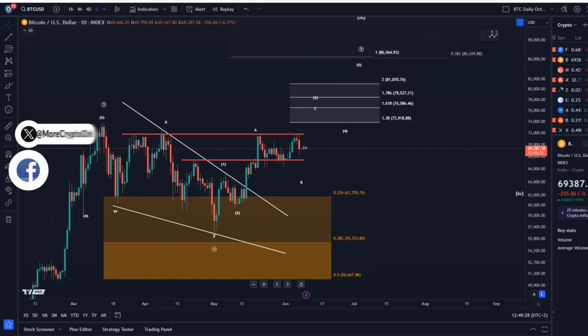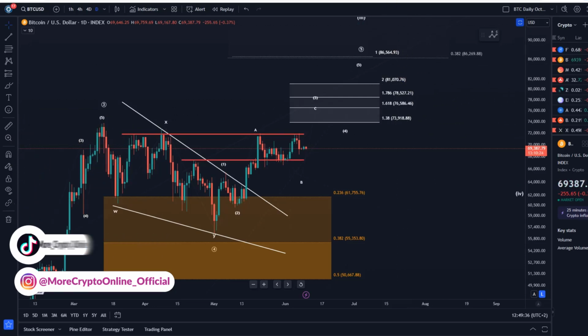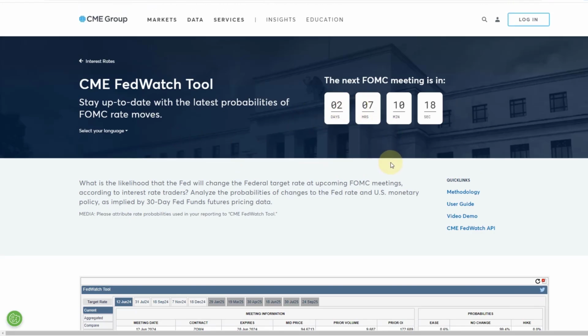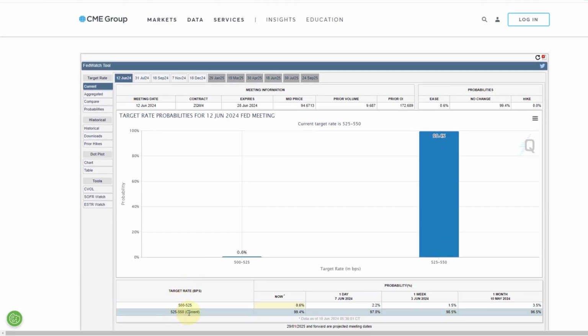Bitcoin hasn't moved much since yesterday, but it could be an interesting week because the Fed interest rate decision is coming up. So we start the video by taking a look at the FedWatch tool by the CME, which is always very accurate. It shows us that in 2 days we've got the next interest rate decision. The current rate is between 525 to 550 basis points, and a proposed reduction would take it to 500 to 525. However, most market participants believe, as this shows, that this is not going to happen this week.